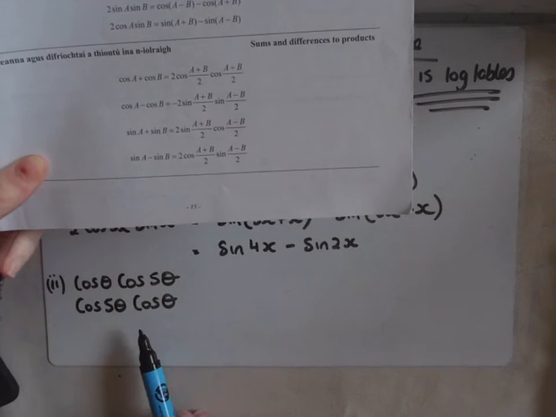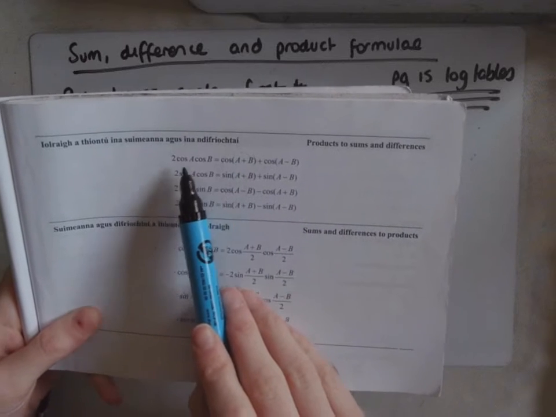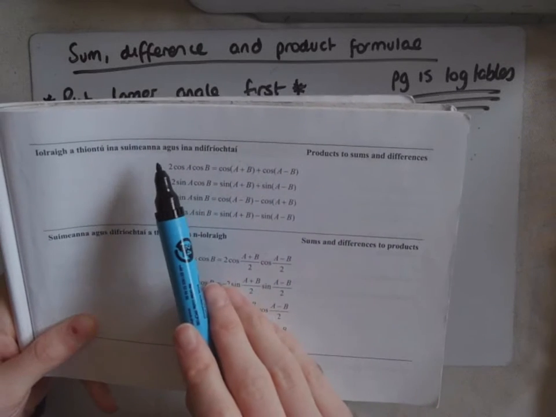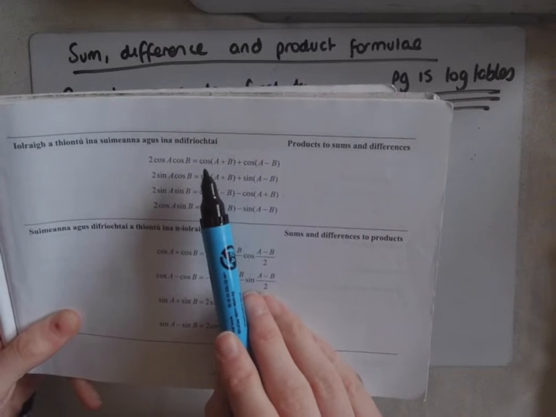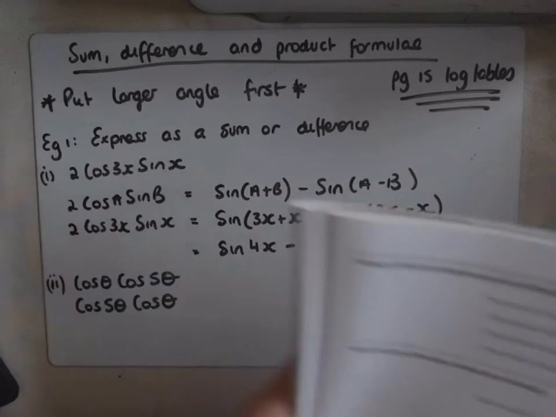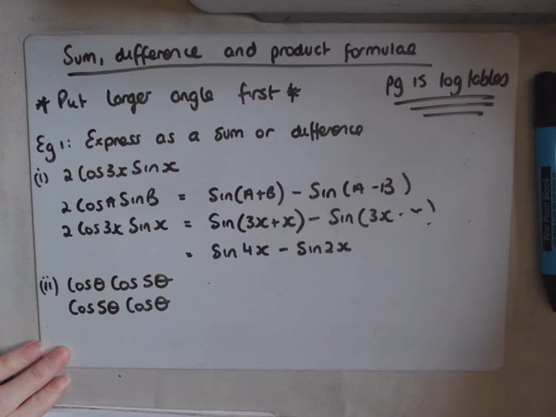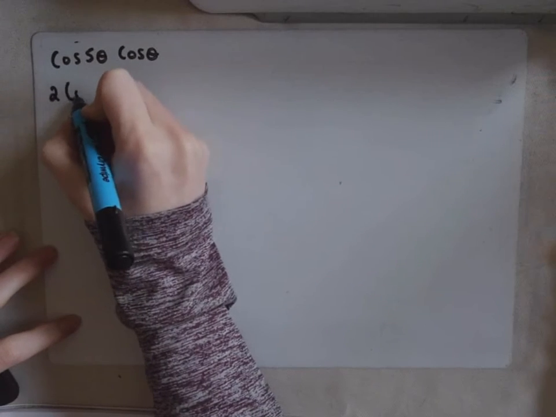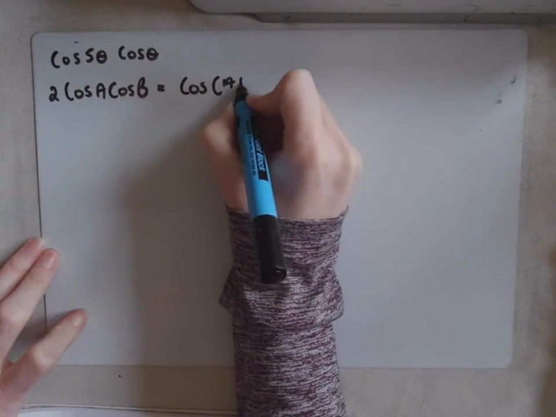Okay, now I need to decide. I've got cos A, cos B. So here's cos A, cos B. So it's the first formula I'm using. Okay, but instead of it being 2 cos A, cos B, I just have cos A, cos B. So over here I'm going to have a half in front of it. Okay, so let's write down that formula. Okay, so 2 cos A cos B. So just taking this from my log tables.